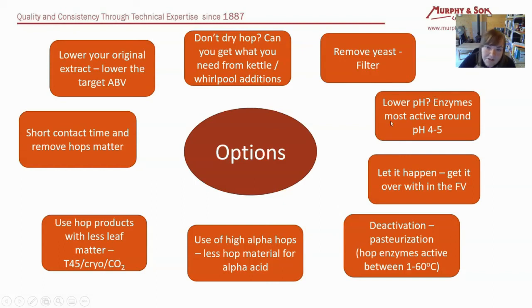Can you lower the pH at all? The enzymes are most active around 4 to 5 pH. Deactivation, pasteurization. Hop enzymes are active between 1 and 60 degrees C. The use of high alpha hops, so there's less hop material and there's more alpha acids. And again, this links to the use of products with less leaf matter, so your T45s, your cryo, and your CO2 products. And again, short contact time.